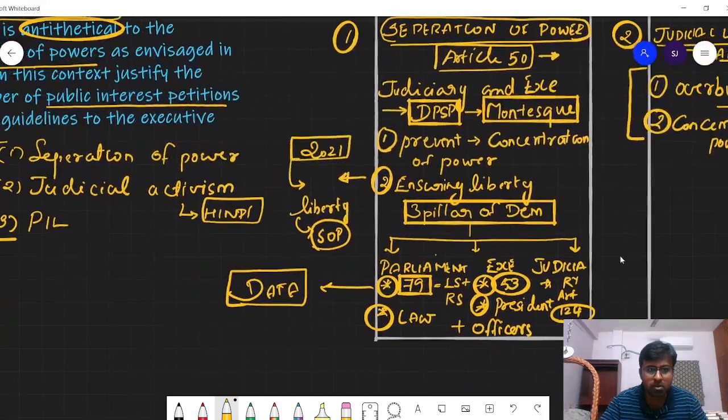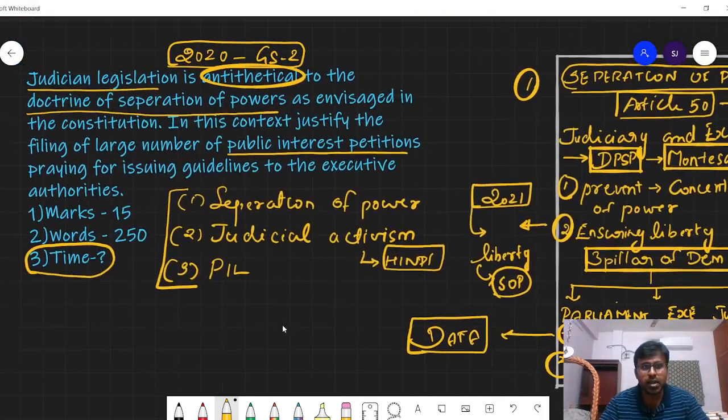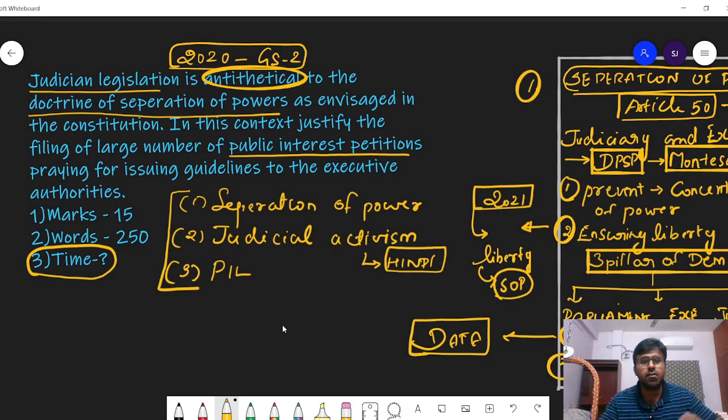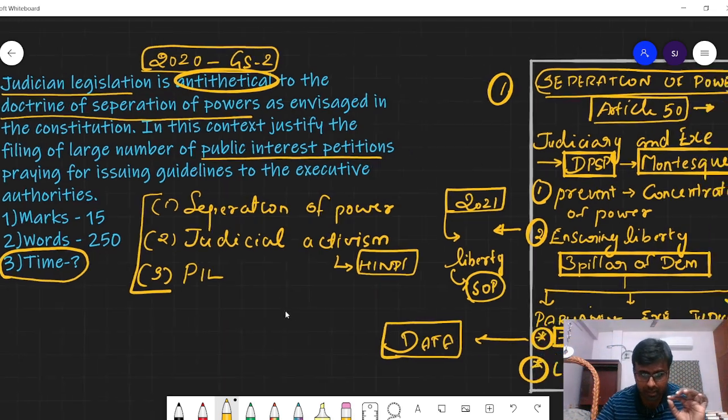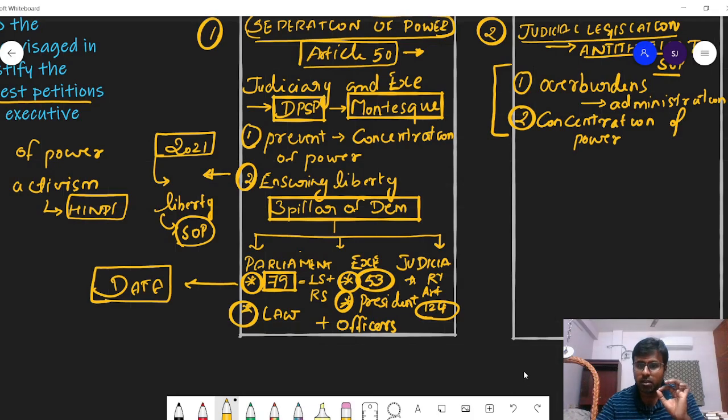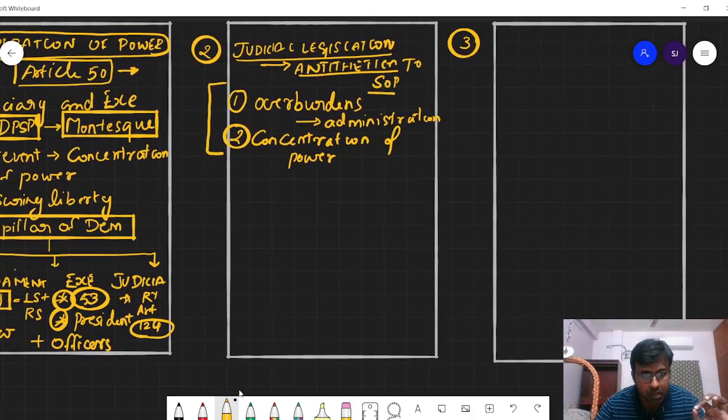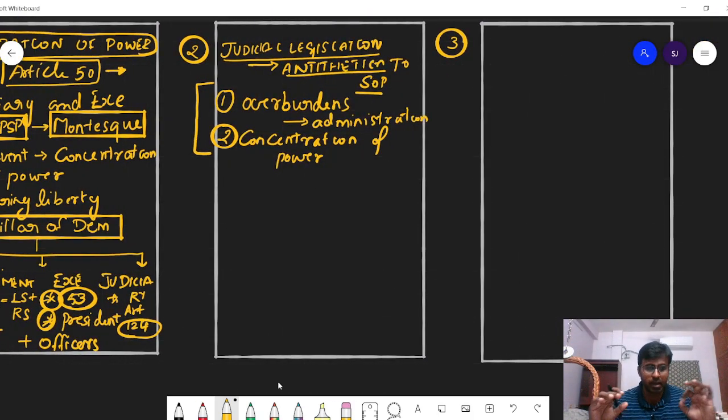But if you happen to see this question, they are saying in the context of filing large public interest petitions for issuing guidelines. So you have to not discuss judicial legislation alone. See, this is the key. They are not asking whether judicial legislation is a problem to separation of powers. They are asking in relation to public interest litigation. So the next point in the flow is that judicial legislation is a problem.